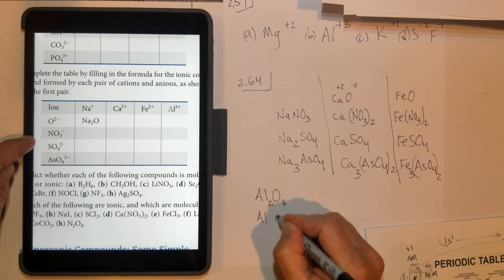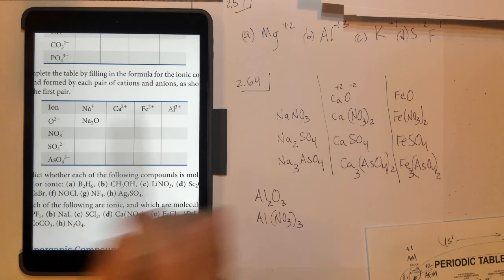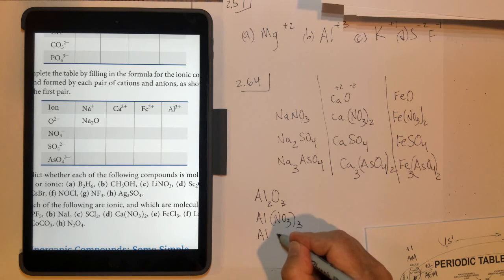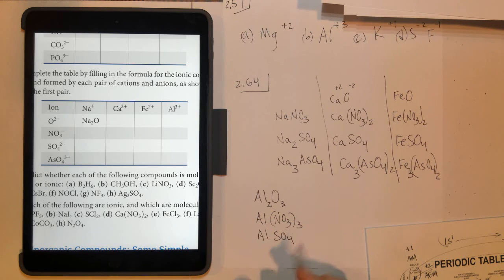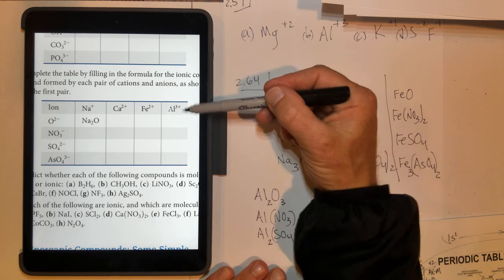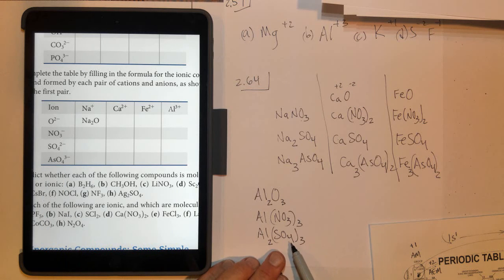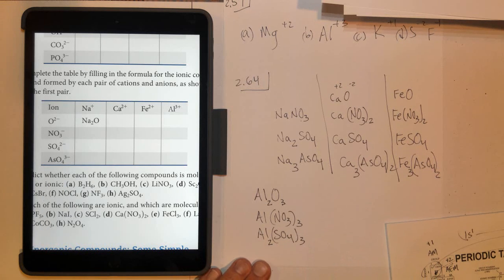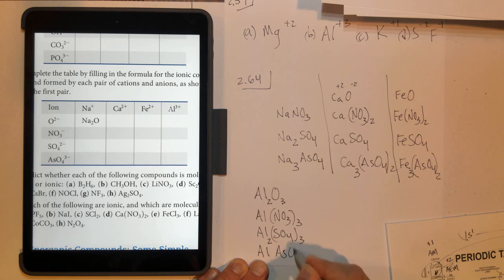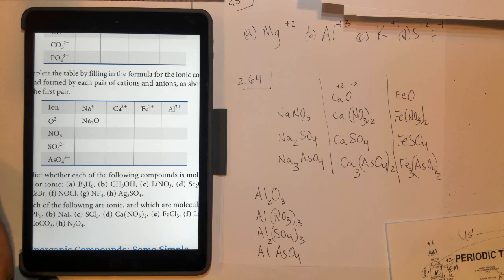The aluminum would go together with the nitrate, saying that there are 3 of these negative species to go with one of these positive 3 species. The aluminum would go together with the sulfate, and I would have to have 3 of the sulfates and 2 of the aluminums. 2 times 3 gives me positive 6. 3 times negative 2 gives me a negative 6, and those would match. And then the last one, Al would go very nicely with AsO4, because this is positive 3 and this is negative 3, and they would balance each other out.